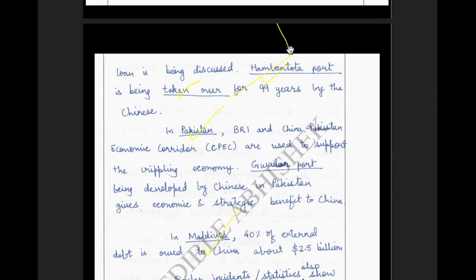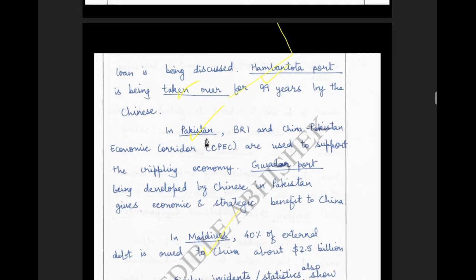Because the examiner has read hundreds of essays on this very topic within the past few days when he is checking your copy. Because you are not the first copy he is checking. So he knows what you are going to write. Everyone is going to write Hambantota port. Everyone is going to write Gwadar port. He knows what is going to come. He just needs to see if you have written it or not.